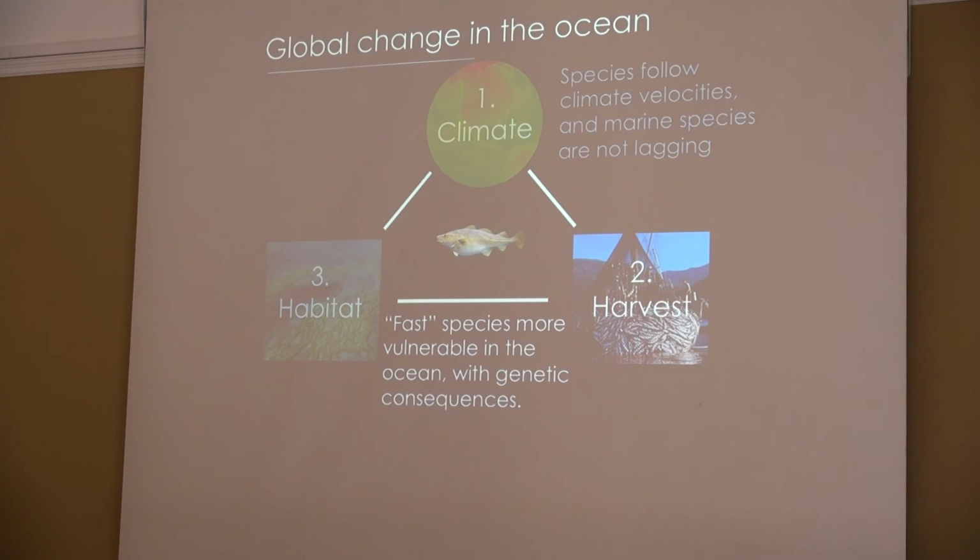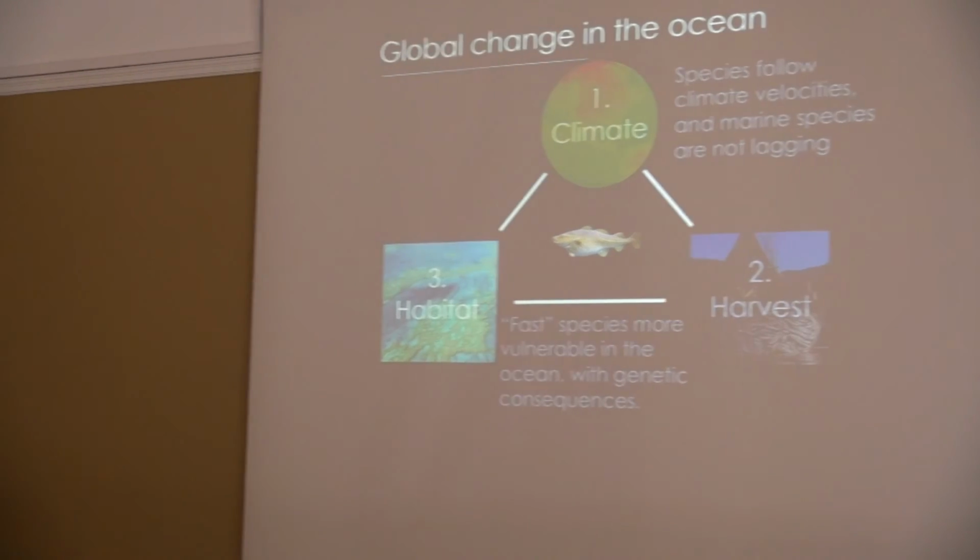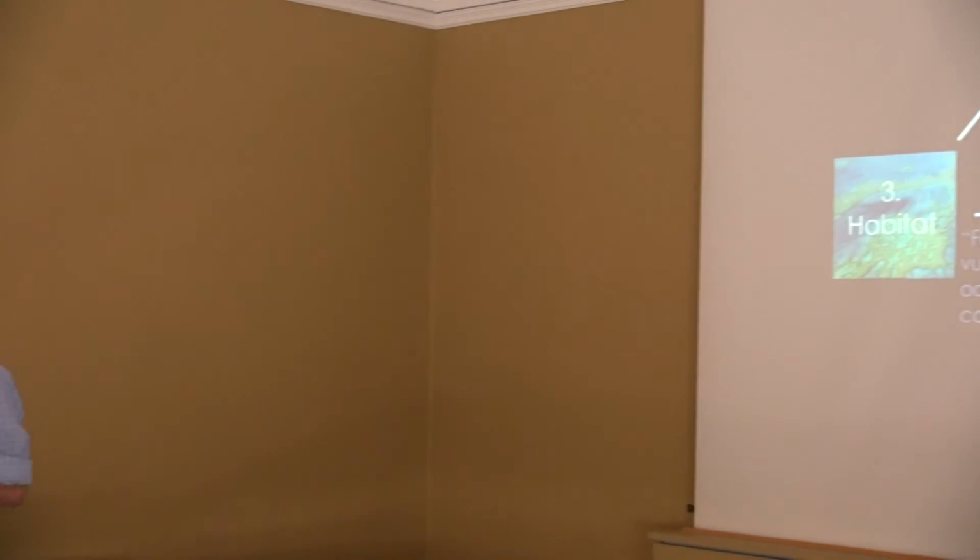So what we see in the ocean is that these fast species are more vulnerable, and there seem to be these genetic consequences. For the last part of the talk, actually talking about habitat, I want to start very broad, thinking about how broad ecosystem loss of animals in the ocean is compared to loss of animals on land. And it becomes a story about habitat change. So we start out really broad.